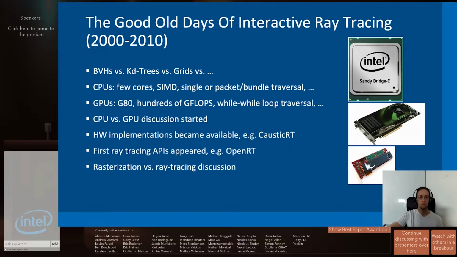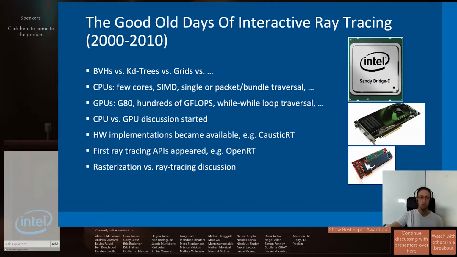Besides CPU or GPU software implementation, this was also the time where the first commercial hardware implementations came to life. For example, the Caustic RT card. Also, the first ray tracing APIs appeared, for example, OpenRT or the Caustic RT API.